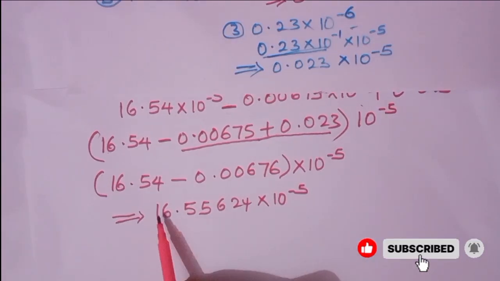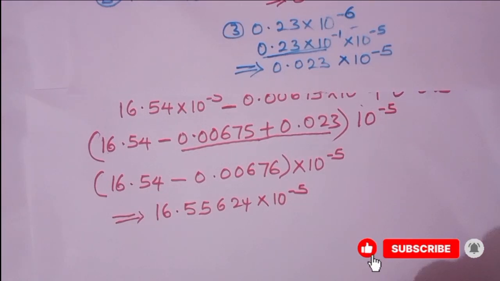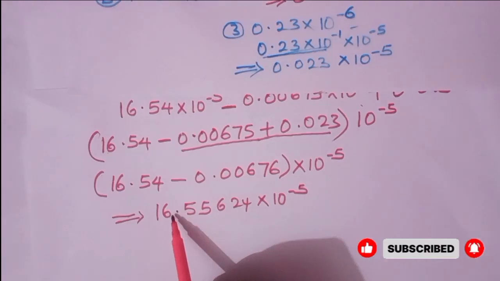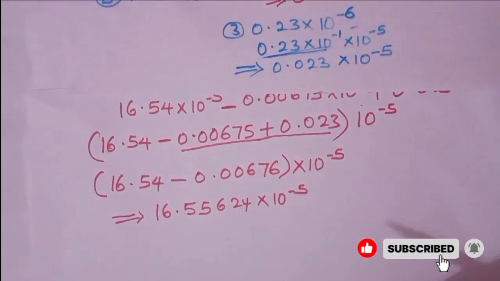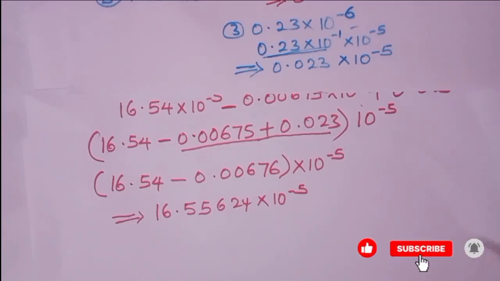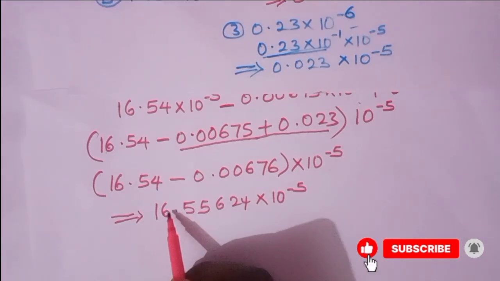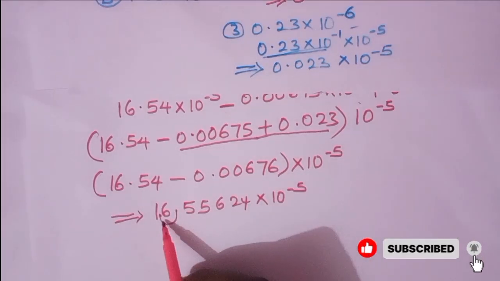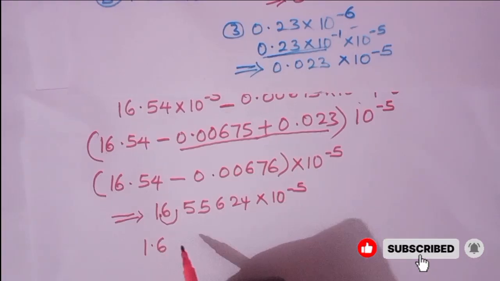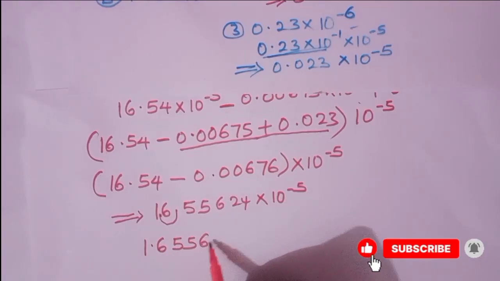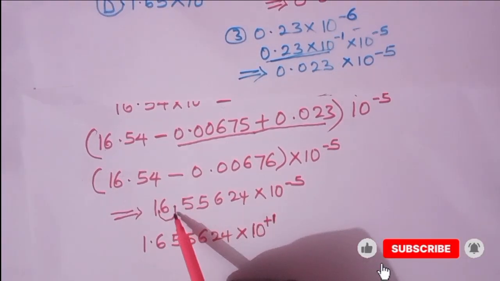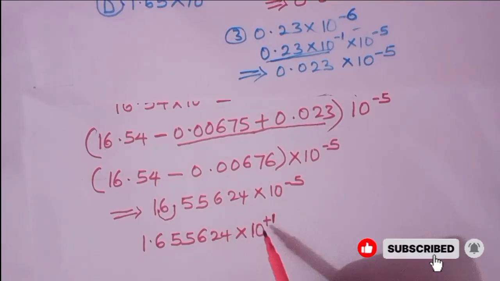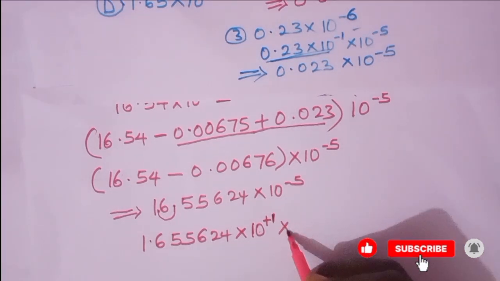Let's convert this answer to standard form. Standard form must have one digit before the decimal point. You can see there are 2 digits before the decimal point. But we are not going to leave our answer like this because according to the law, standard form must have 1 digit before the decimal point. So for us to have 1 digit, you have to move this decimal point to the left. Once you move it to the left, you have 1.655624 times 10 raised to power 1, that is plus 1, times 10 raised to power minus 5.